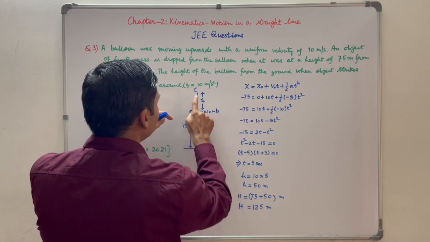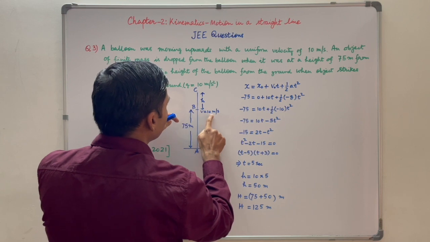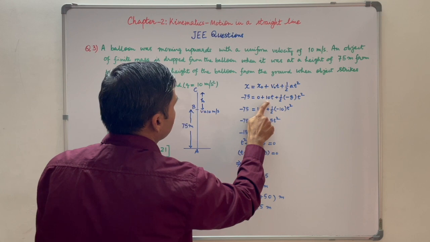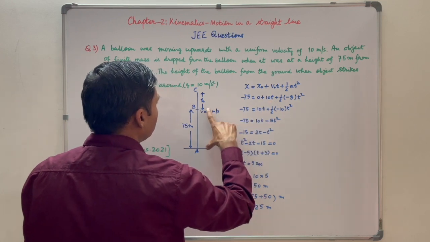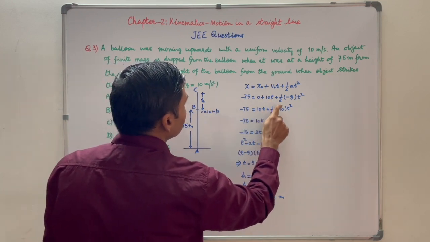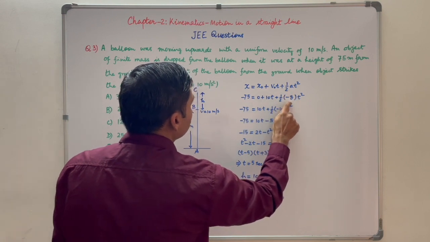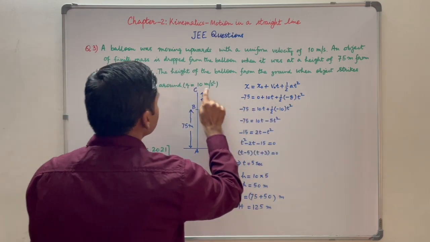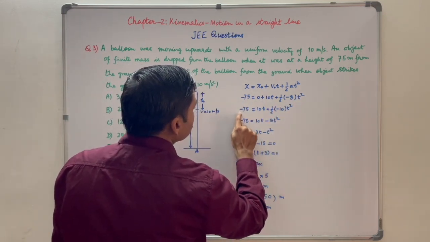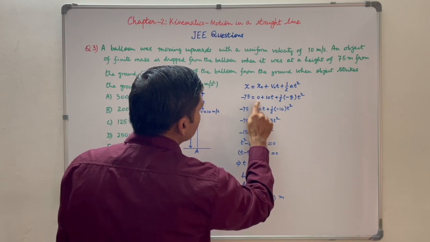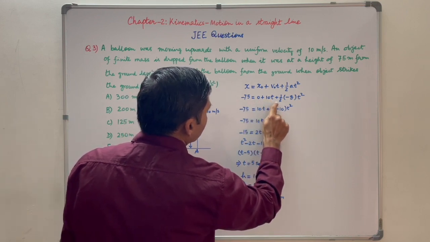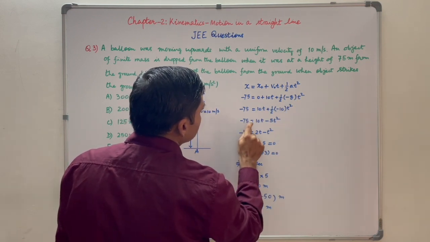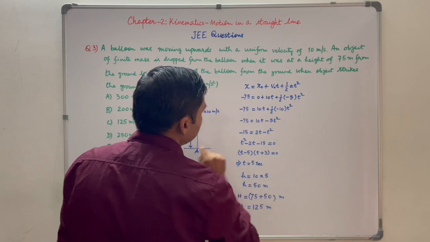Since the balloon is going up, the velocity will be taken as positive, means the initial velocity of the object will be taken as positive, that is 10, into t, the time taken by the object to reach the ground, plus 1 by 2, a is minus g, means the object is coming down, so g will be taken as 10. So it will be minus 75 is equal to 0 plus 10t plus 1 by 2 into minus 10t square. It will be minus 75 is equal to 10t minus 5t square.